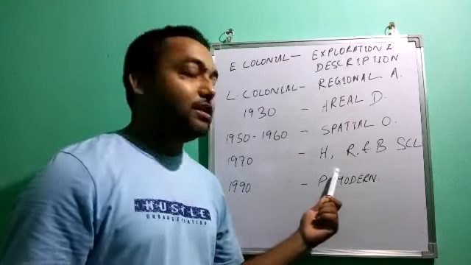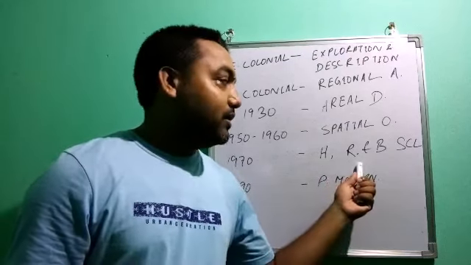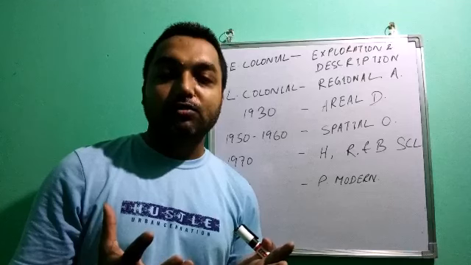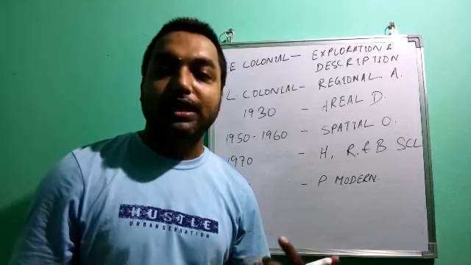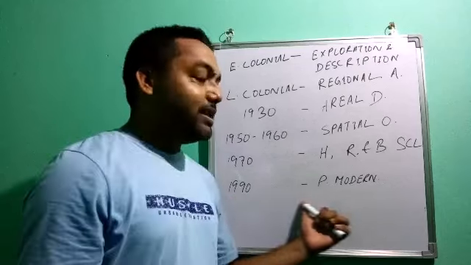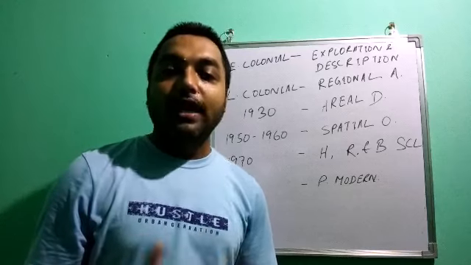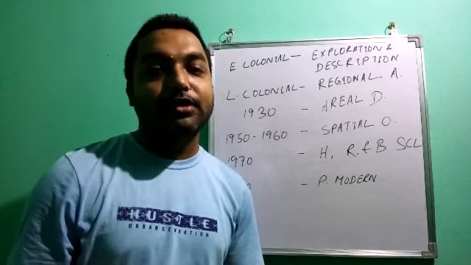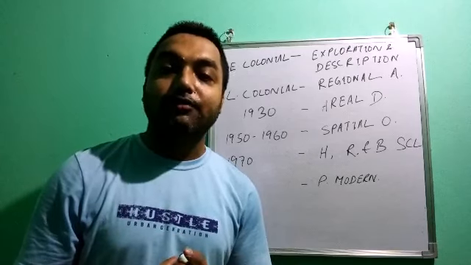Then in the 1970s, three schools of thought started: the humanistic school, the radical school, and the behavioral school. Based on that, the ideology of human geography, the approach towards human beings and towards nature, totally changed. Then lastly, postmodern geography came into being. For postmodern human geography, modern technology like computers, GPS and GIS is used, and the world is studied from a different point of view.